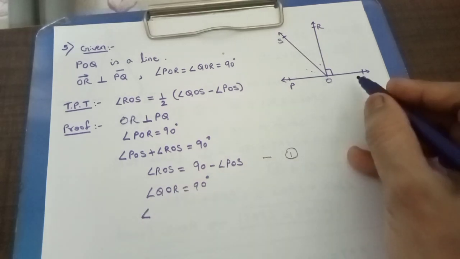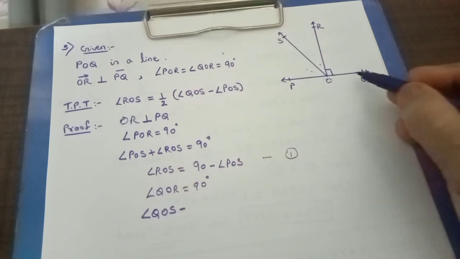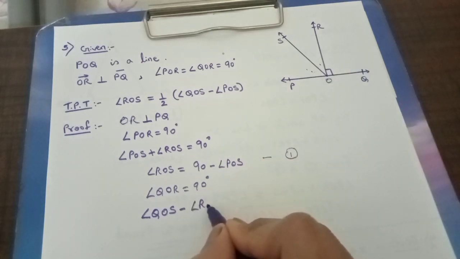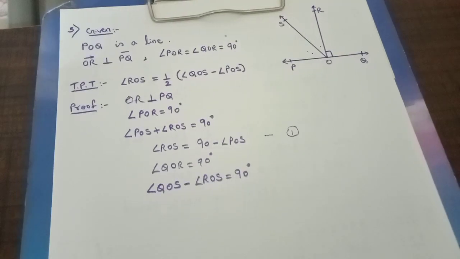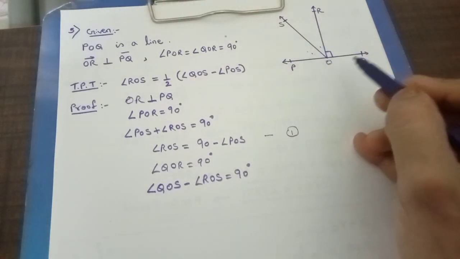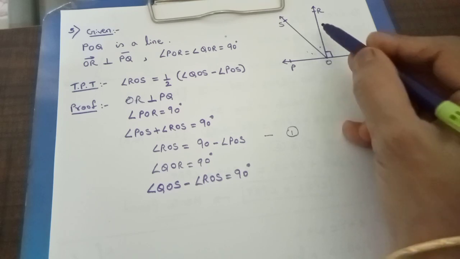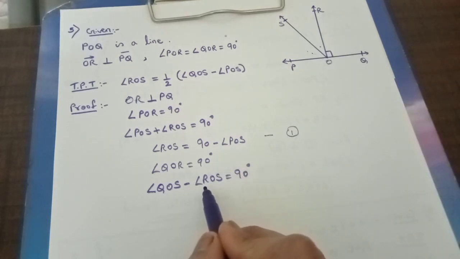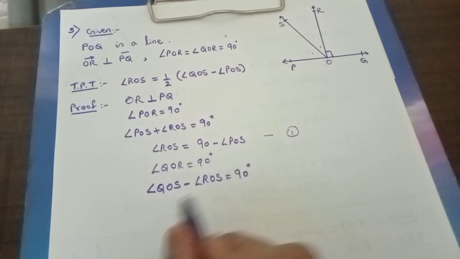So angle QOS. For QOR, what you require? QOS minus ROS is equal to 90 degrees. So in place of QOR, I have written QOS minus this whole angle minus this angle. We are going to get QOR. Now ROS, we don't require it in the negative form. So this ROS will take it over here.